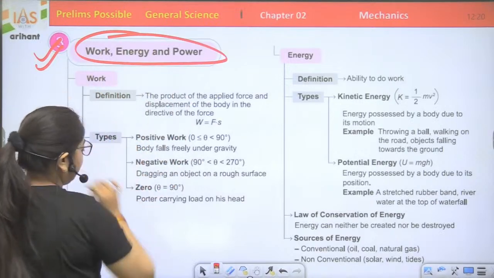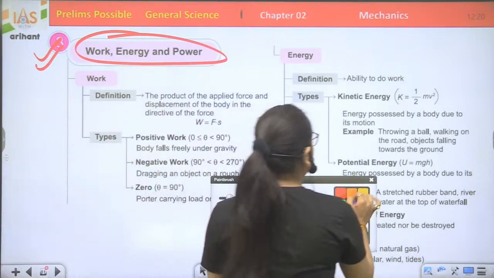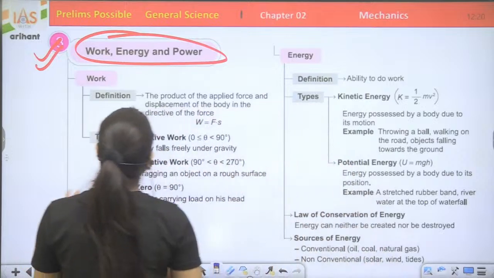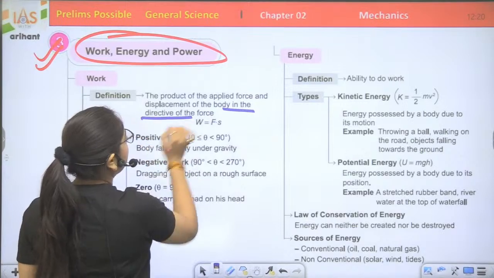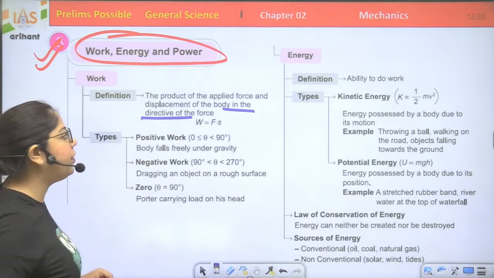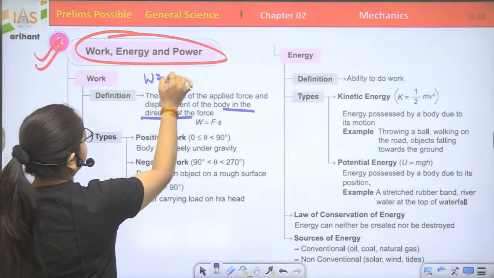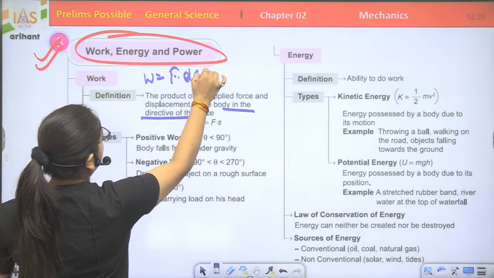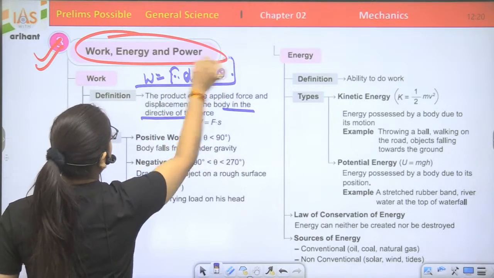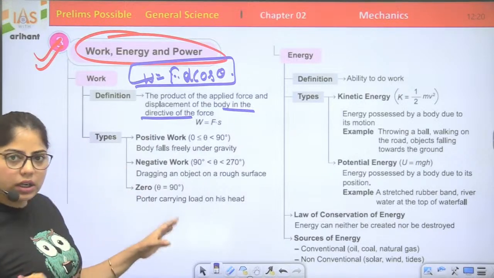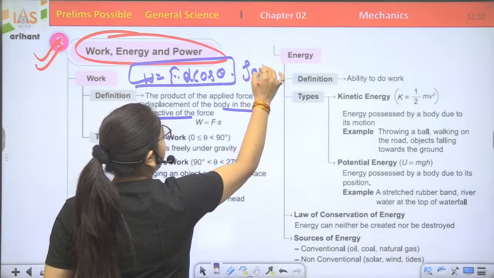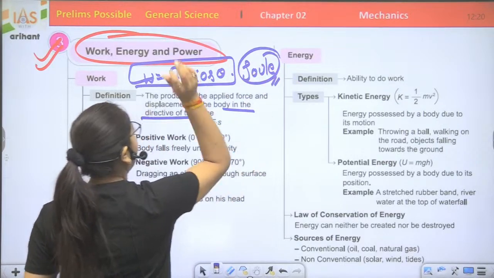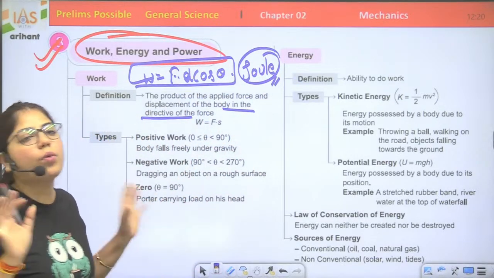Work, energy and power. What will you understand by work? Here, it is the product of the applied force and the displacement of the body in the direction of the force. The formula of work is F into d cos theta. Clear? And the SI unit of work is joule.